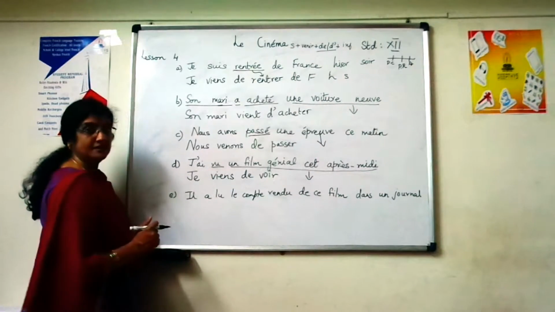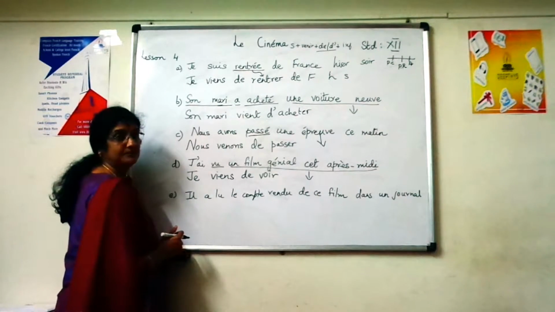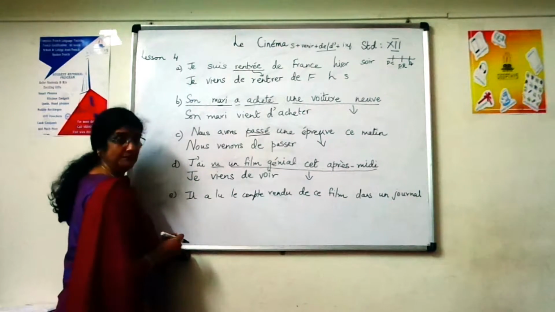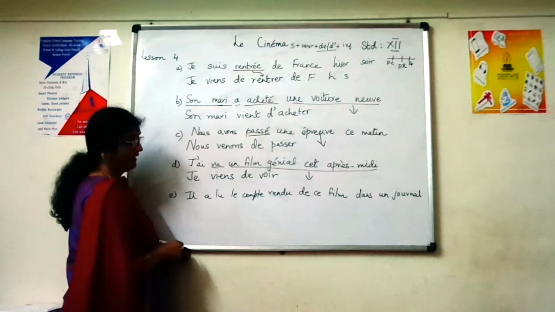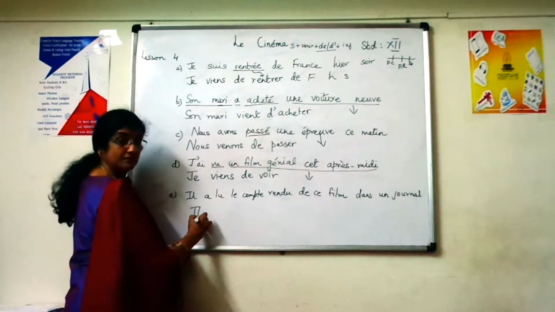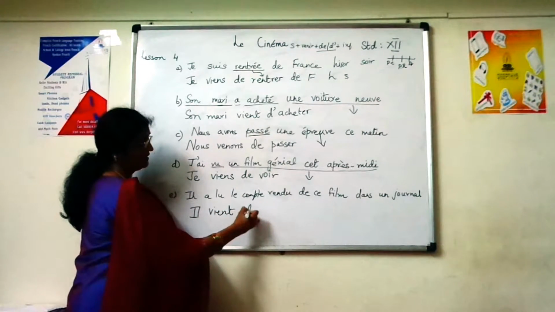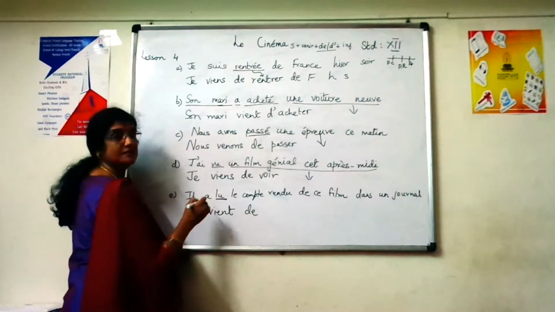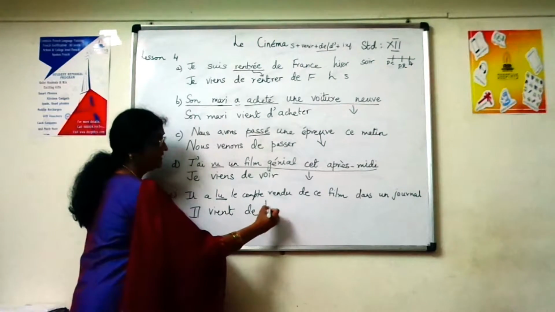With that, we move to the last sentence of this exercise. Il a lu le compte-rendu de ce film dans un journal. It means he read the report of this film in a paper. So now from here, we make it into passé récent. Write the subject, conjugate venir, and then you write de because this is the past participle from which we are going to write the original verb. The original verb is lire.